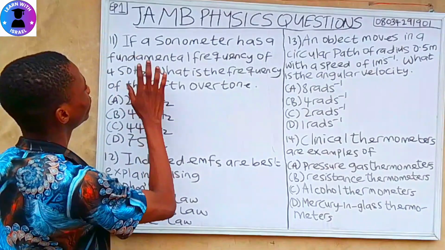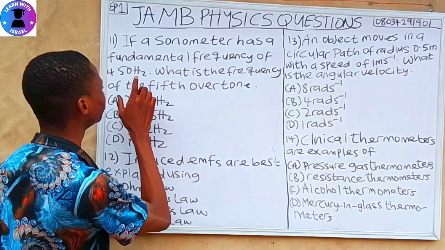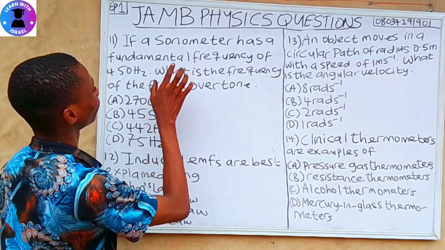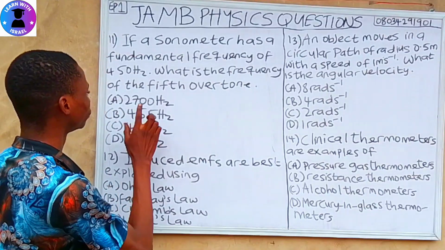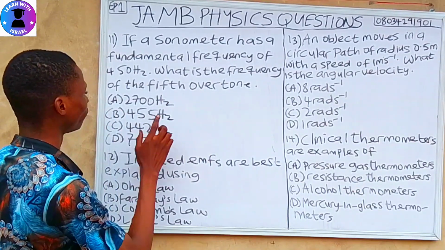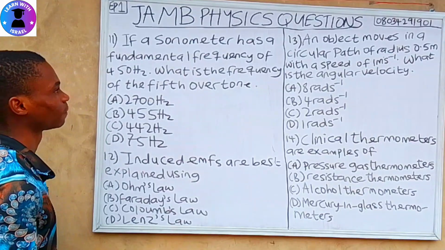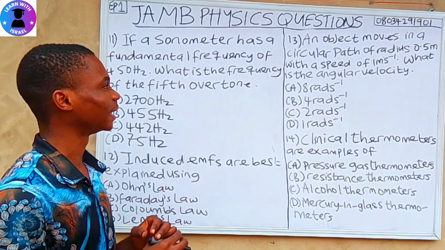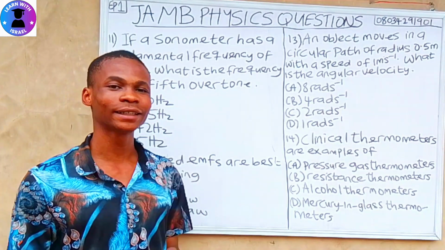Question 11. If a sonometer has a fundamental frequency of 450 Hz, so this Hz is the unit of frequency. What is the frequency of the fifth overtone? A. 2700 Hz, B. 455 Hz, C. 442 Hz, D. 75 Hz. This is one of the questions that is very simple in physics, but some candidates miss it.